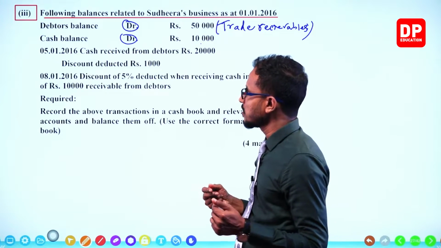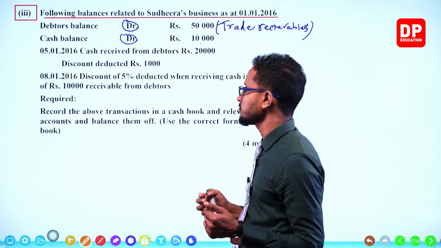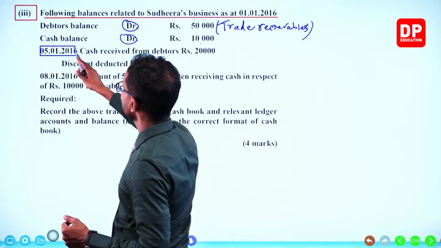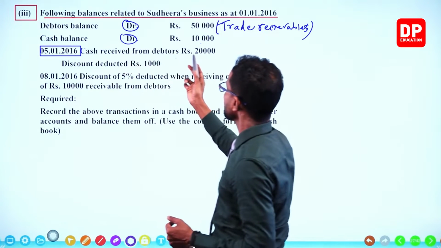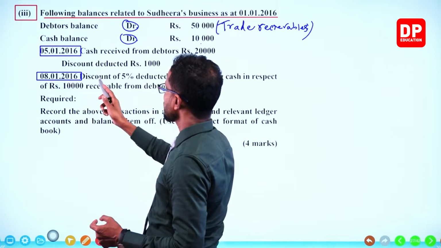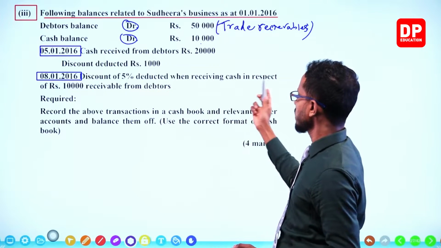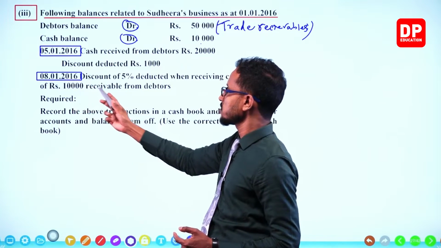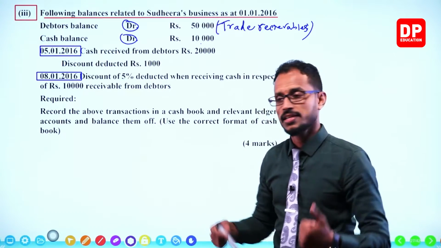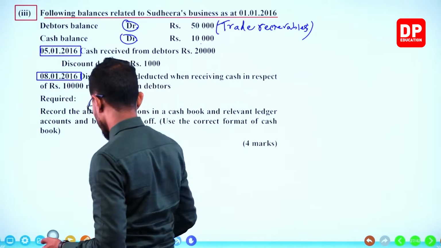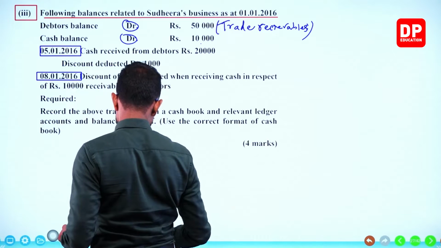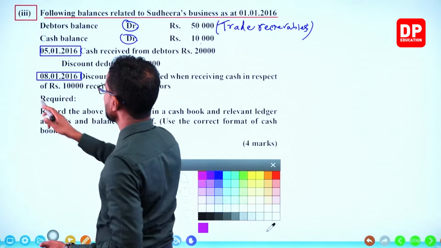What are they saying now? 5th January, cash received from debtors 20,000, discount deducted 1,000. 8th January, discount of 5% deducted when receiving cash, 10,000 receivable from debtors. Both transactions are about debtors paying us money. Okay. What should be done?